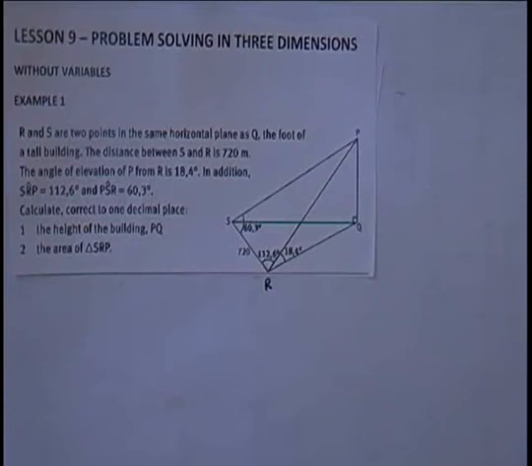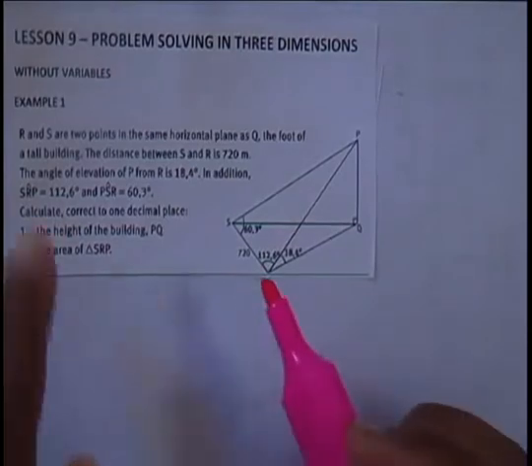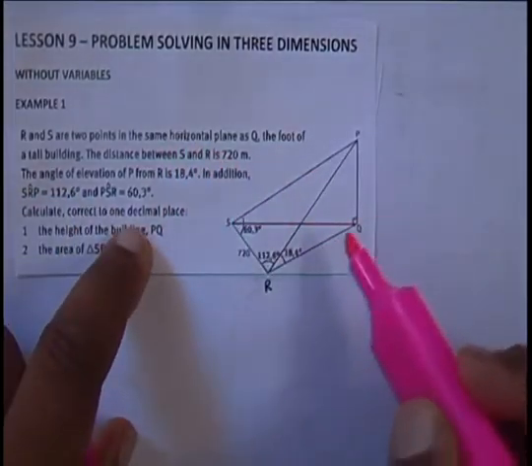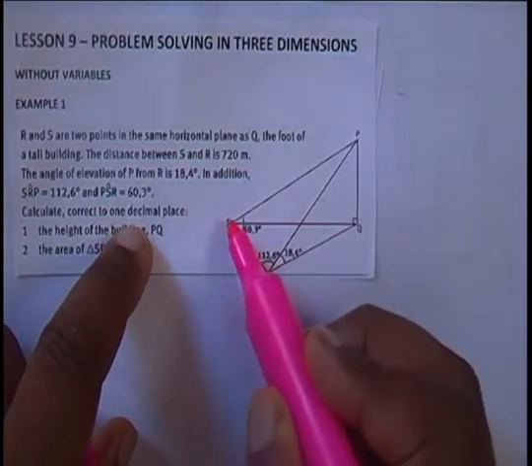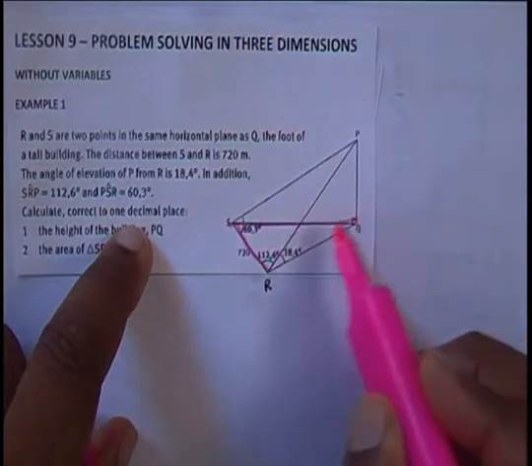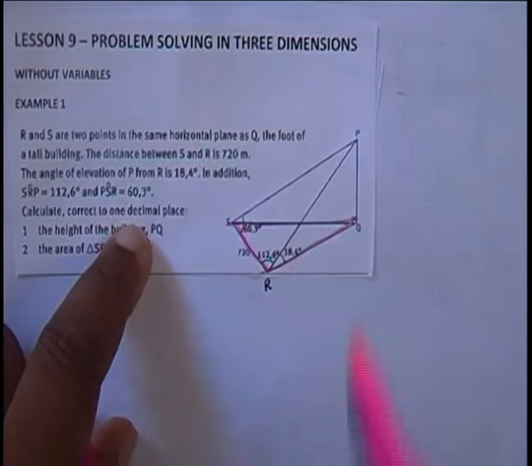Okay, so let's just go through the first example so that maybe we can understand better what 3 dimensions is really all about. Okay, so here's an example. R and S are 2 points in the same horizontal plane as Q. Okay, so that means R and S and Q are in a horizontal plane, which means they are flat on the surface.